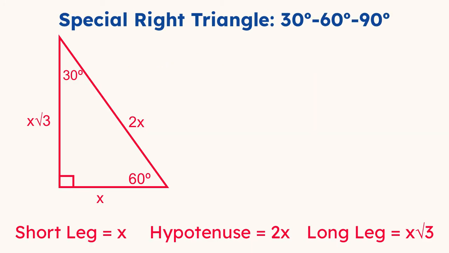Here's what an example would look like using variables. Here's our shortest leg, x. Our hypotenuse is 2 times x. And then our longest leg is x times the square root of 3.